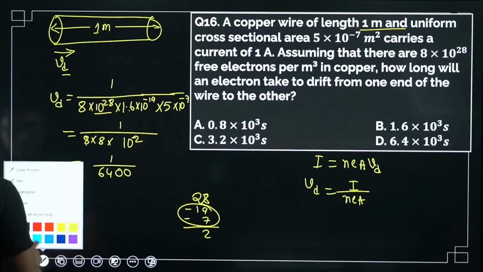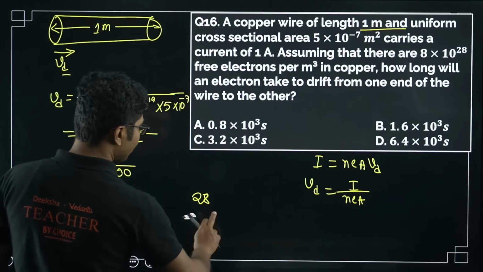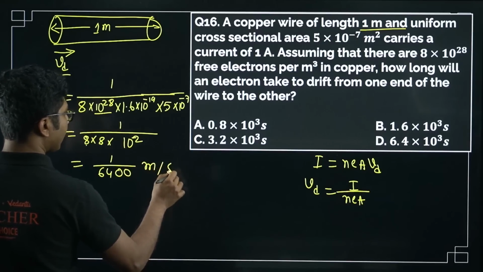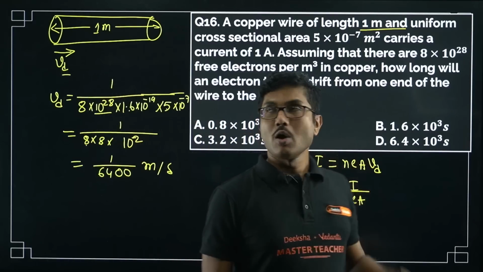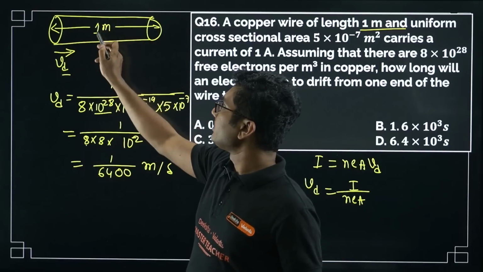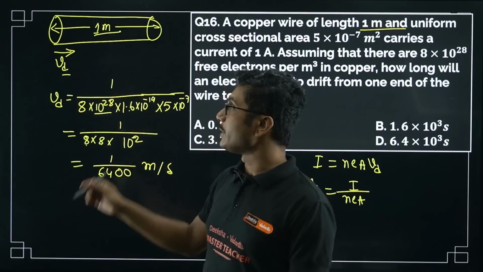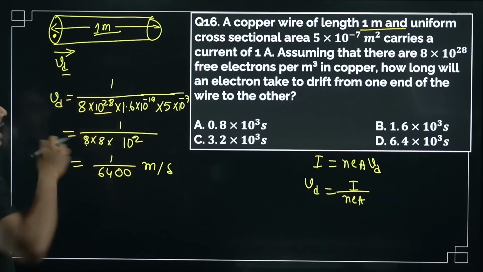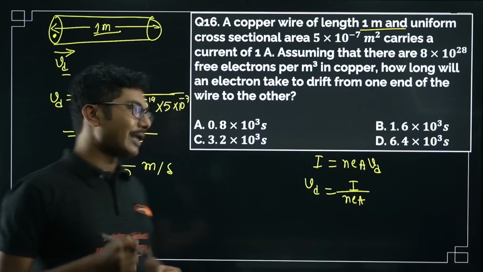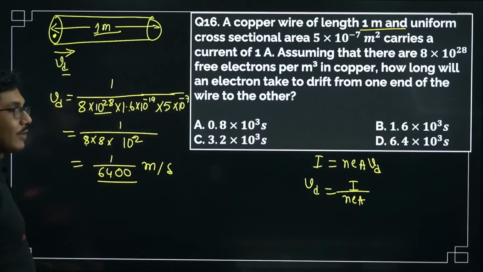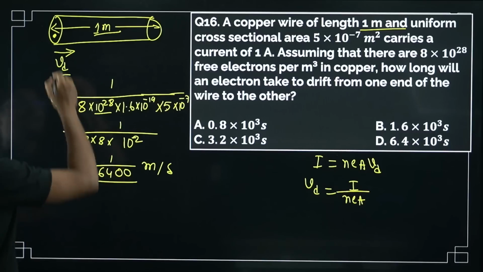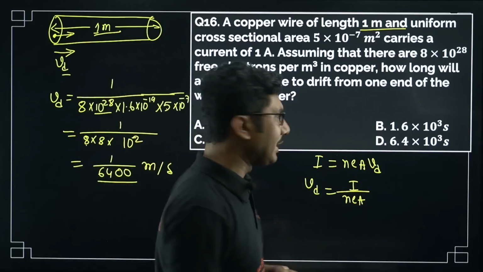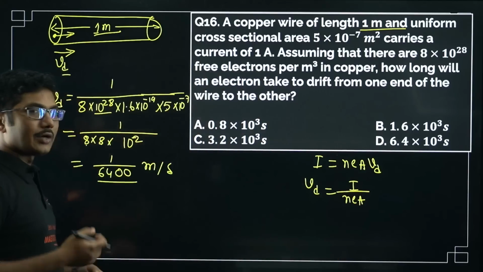You don't need to solve it further because they have not asked you to find the drift velocity, they asked you to find the time taken, the time taken to reach from one end to the other end. One end to the other means the entire length, which is 1 meter. So basically you can now consider an electron like a car. The velocity of the car is 1 by 6400 meter per second. So this is the electron which is moving, and the displacement is 1 meter. How much time will it take to cover that distance?